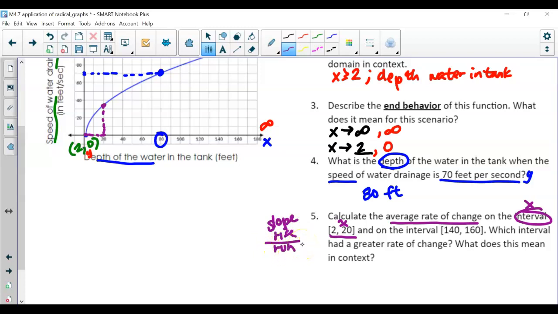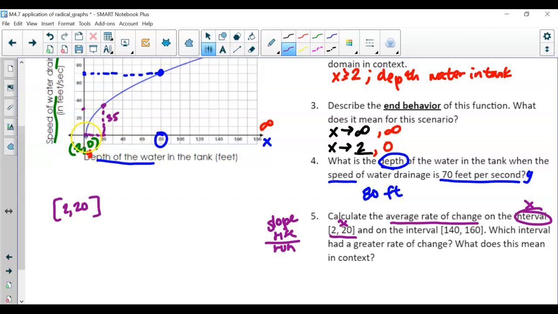And again, this is just estimating. So here, I'll move it over here. For our 2 to 20, our rise is, well, we're going from 0 to just above 30, right? Notice how this is 30 here, but we went just above it. So we could say like 35. We went from 0 to 35, so that's 35.